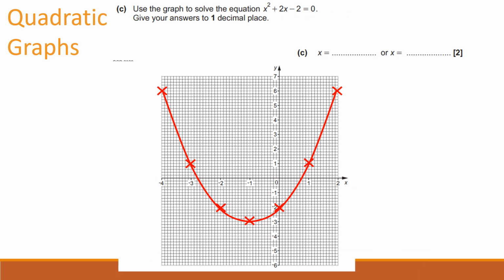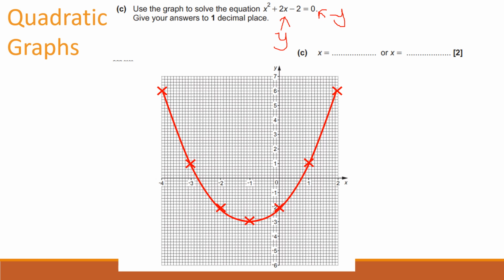Part C, we've got to use this graph to solve x squared plus 2x minus 2 equal to 0. Now in part A, we had to draw the graph of x squared plus 2x minus 2, so that's the red curve we can still see. Now when that equals 0, what that is saying is where are you going to cross the x-axis, because this curve that we were given here was equal to y originally. So this was y equals x squared plus 2x minus 2. So this part here is when y is also equal to 0.